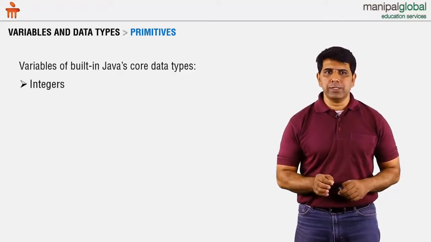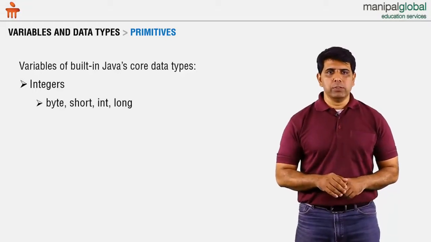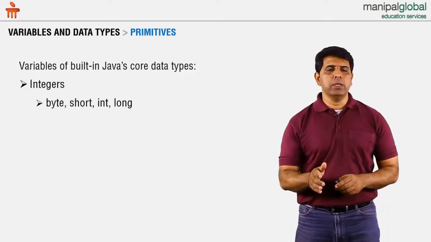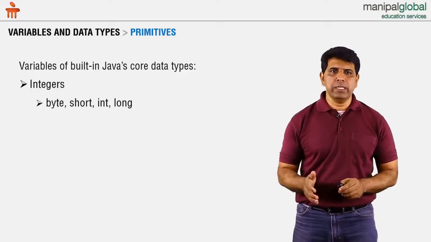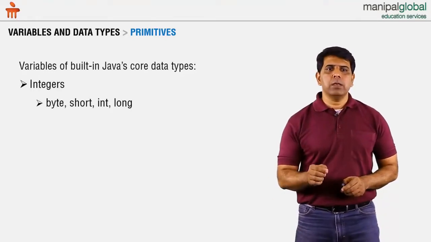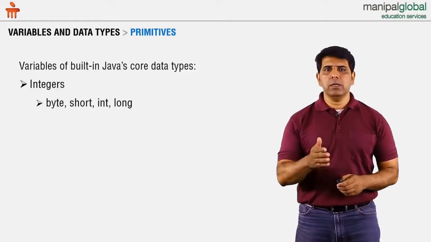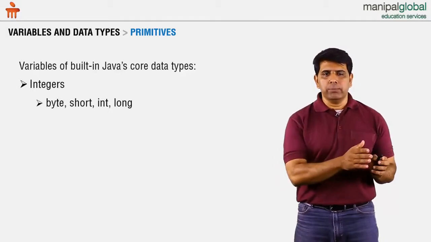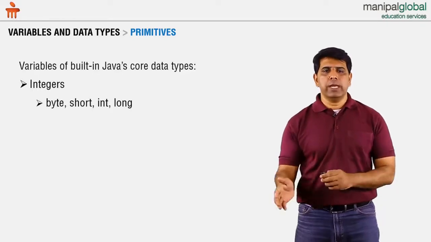Let's start with integers. Now, these cannot store decimal values. Even if you store 1.9 in any of them, the storage will only consume 1. 0.9 will be discarded. Byte is only 1 byte of storage. Short is 2 bytes, int 4 bytes, and long 8 bytes. So the bigger the values that you need to store, you move from left to right.